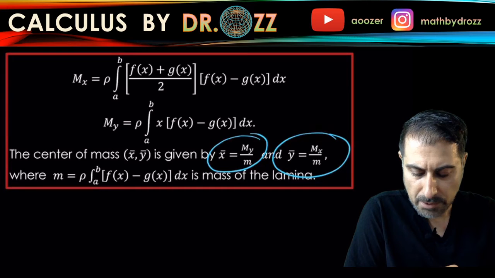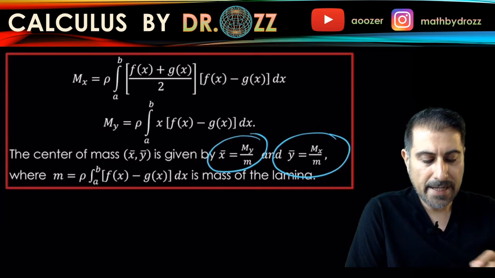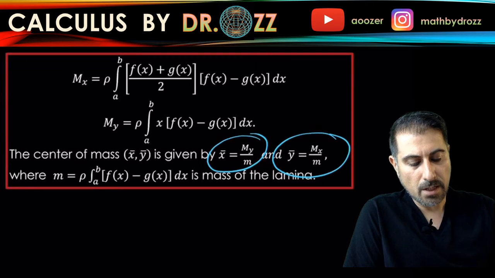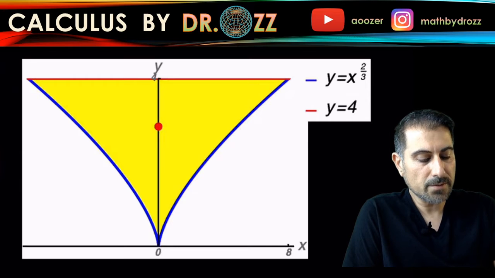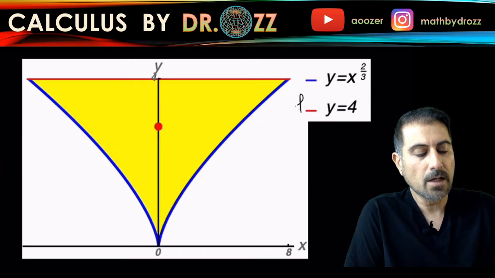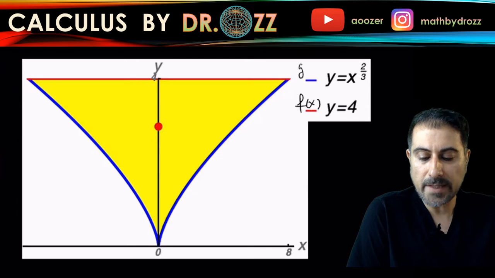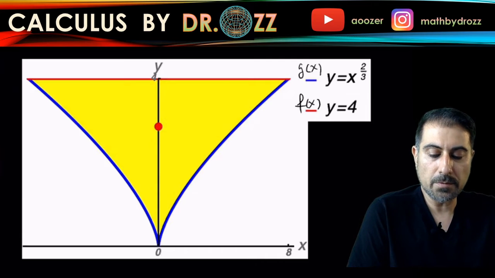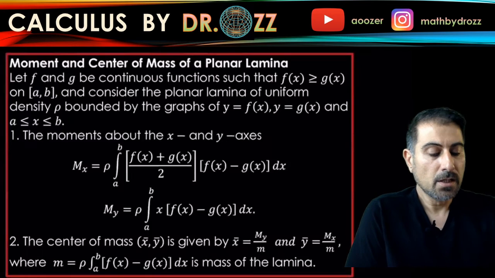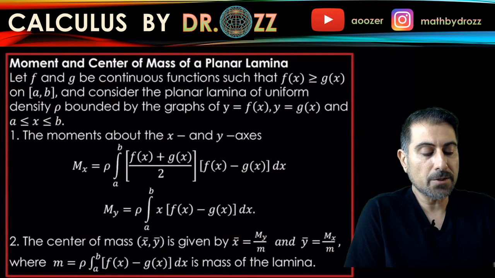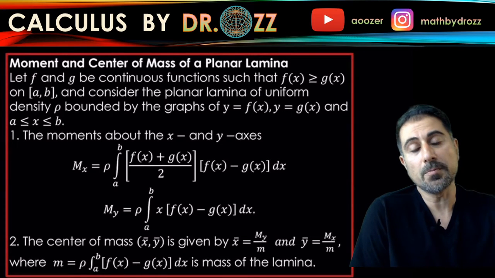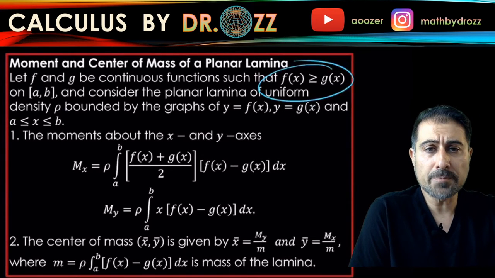All right. Since we have the top function to be y equals 4, this is going to be our f. I'm going to call this f of x, and I'm going to call this guy g of x. Because in the actual formulation of the moment and center of mass of a planar lamina, we always start with f being greater than g. In this case, f has to be 4 because 4 is the horizontal line making up the top bound of the yellow region, all right?